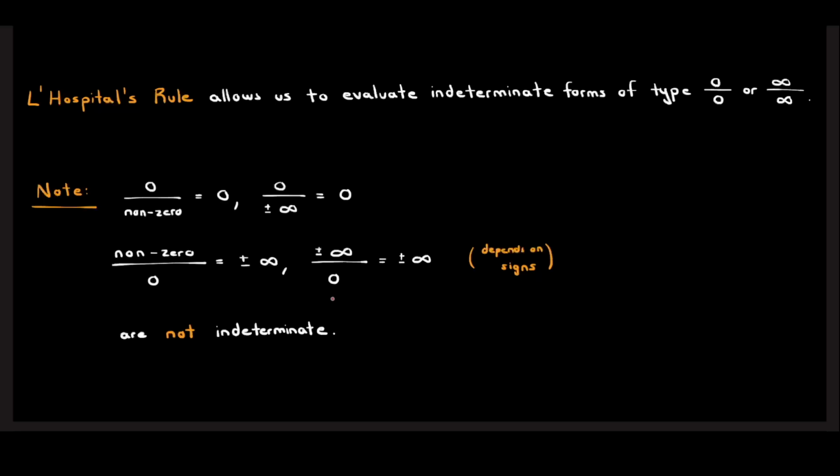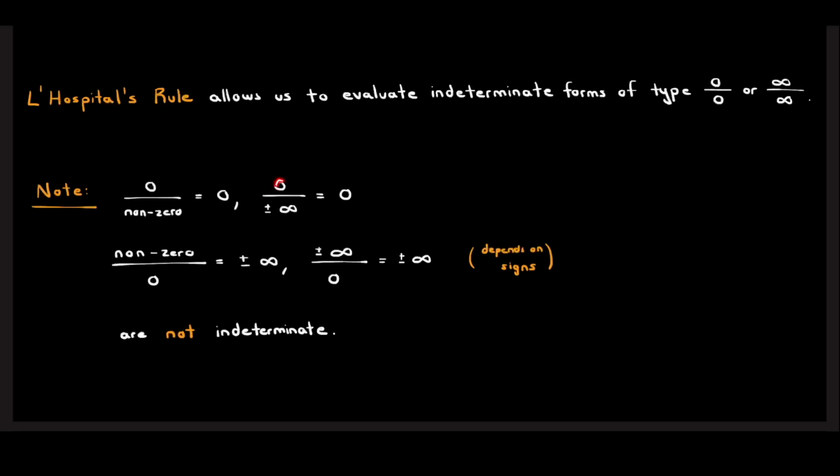Now, just before we take a look at the statement of the theorem, let me mention one more thing about something called determinate forms, something that's not indeterminate. Whenever you have 0 divided by any non-zero number like 17, then it's always going to be 0. You can try it on your calculator, taking 0 and dividing it by any non-zero number. The result will always be 0.